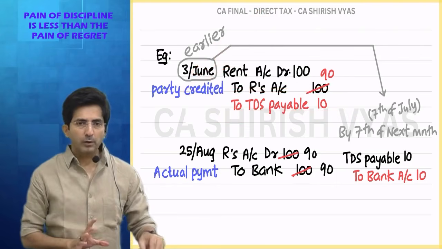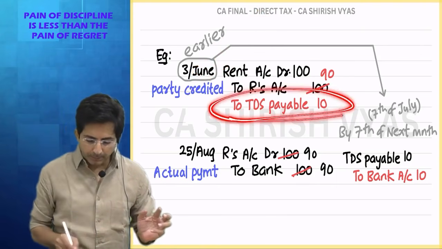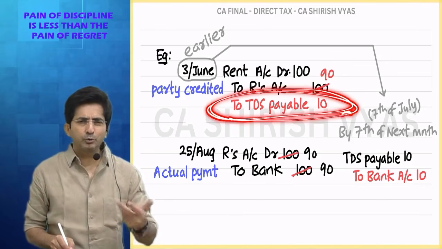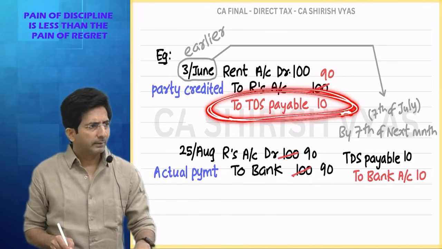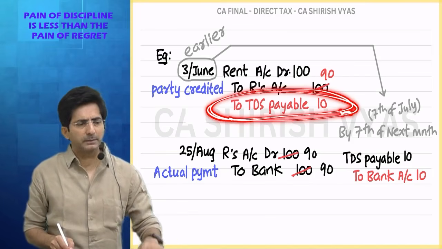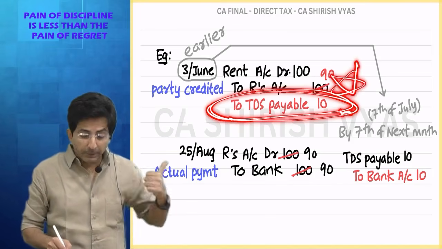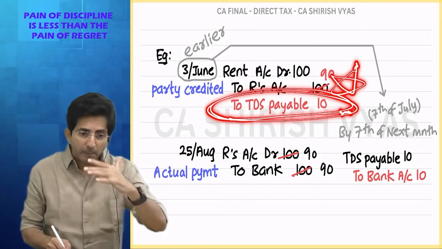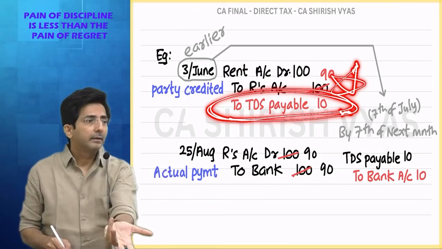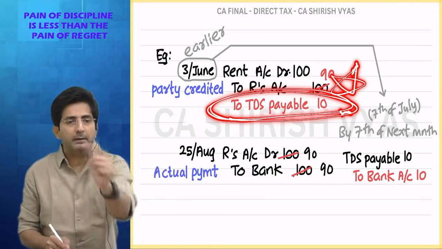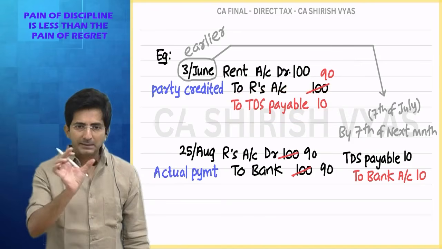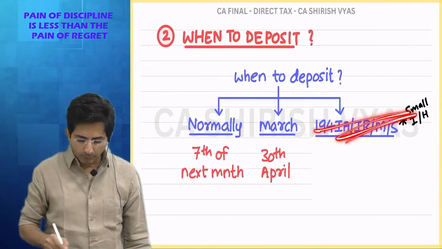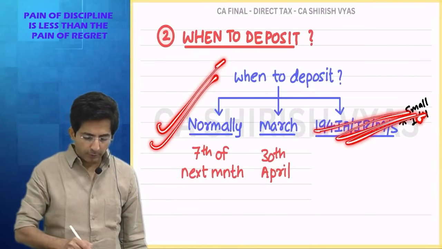In short, conclusion is what? If TDS payable appears in any regular month, April, May, June, July, August, September till Feb, then deposit by 7th of next month. But if TDS payable appears in the month of March, then that payable you have to pay not by 7th of next month, but by 30th April. So March is a special exception. See, here I have written, focus on this thing. Normally you have to deposit when?